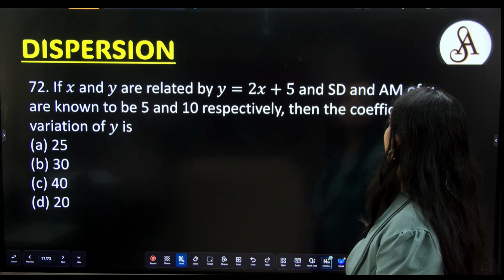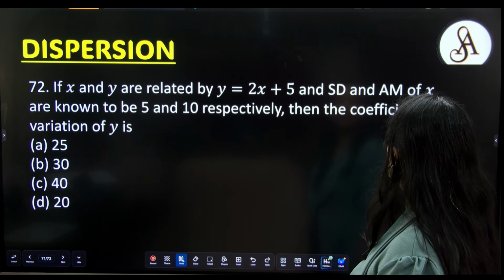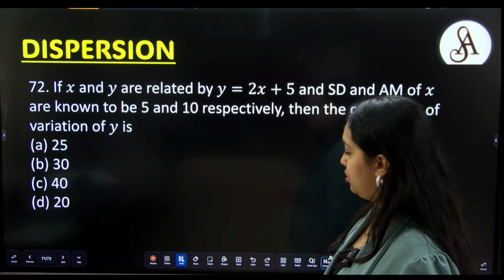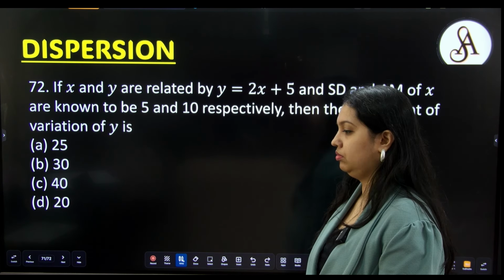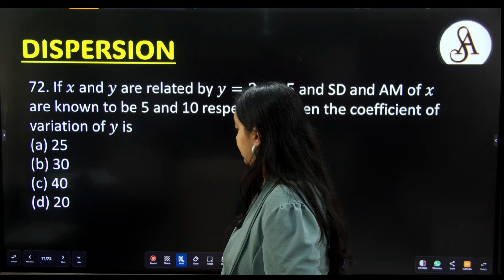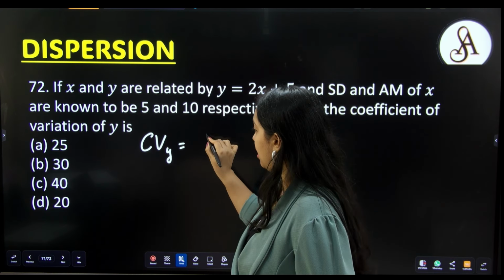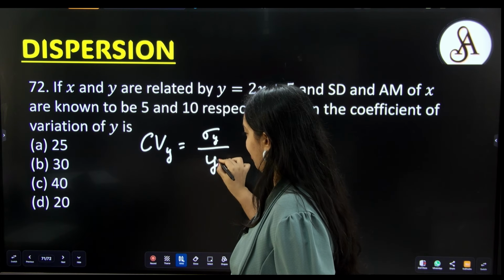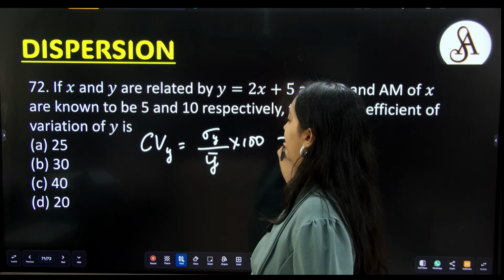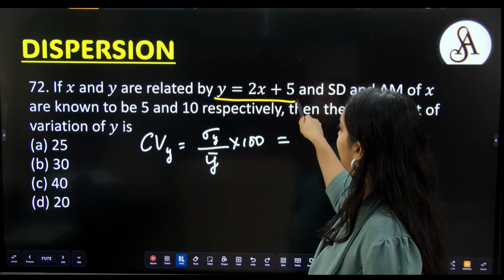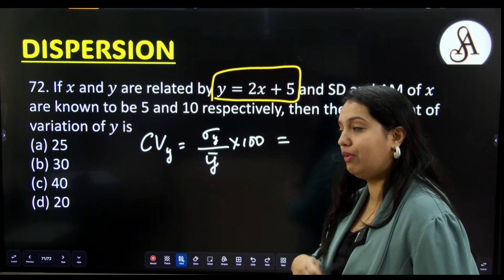x and y are given by this equation. Standard deviation and arithmetic mean of x are given. What is the coefficient of variance of y? Similar to the last question. Coefficient of variance of y is sigma y by y bar into 100. I need to find both of them now. First, I have this equation. From this equation, I'm going to find y bar.